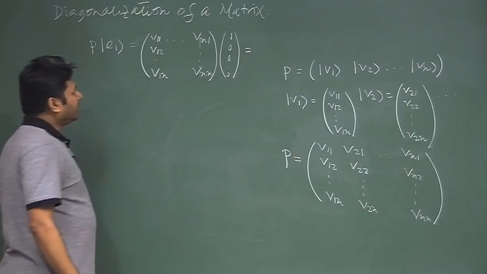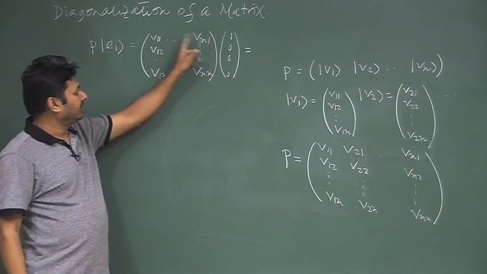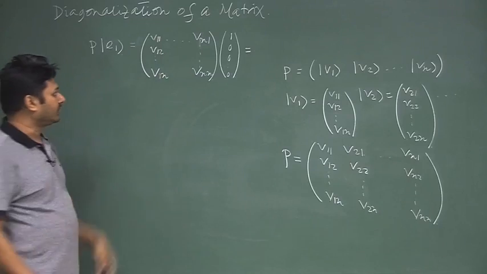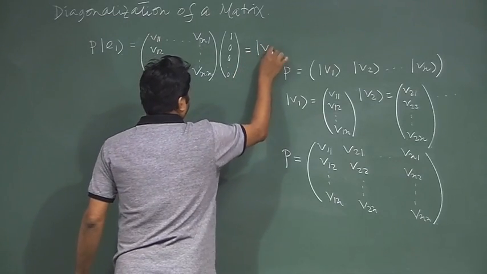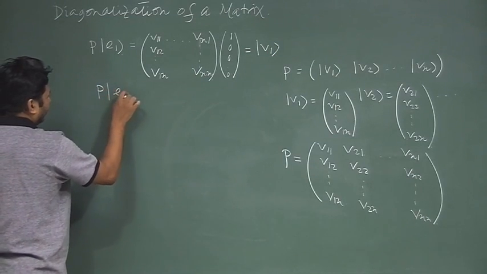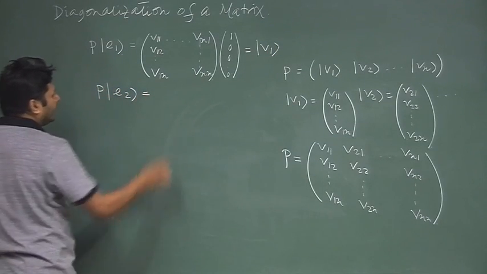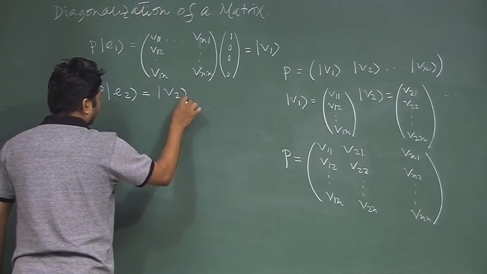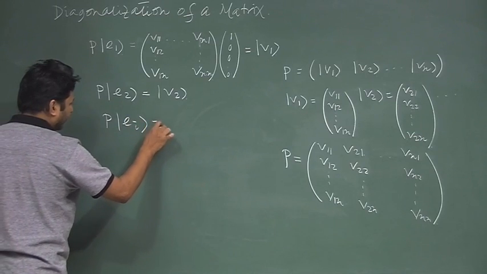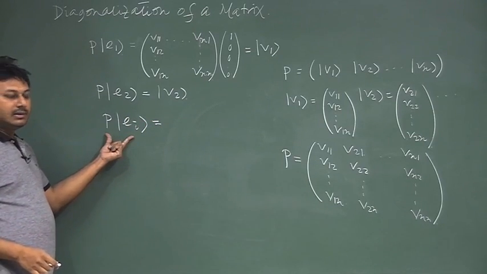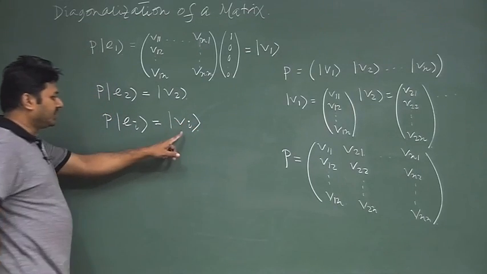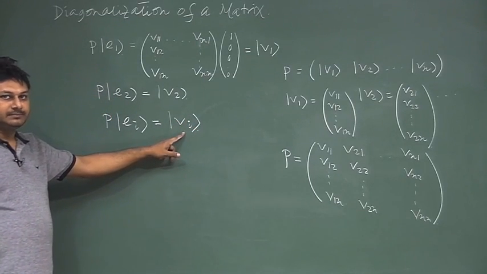As a result, what do I get? This multiplied by this is 0, and this multiplied by this retains only this column; the other things vanish. So I will have V1. In a similar way, if I do it with e2, I will have V2, and so on. So in general, if I operate P on ei, I will get the vector Vi, which is the ith eigenvector.